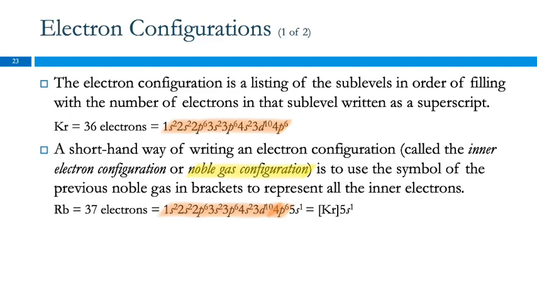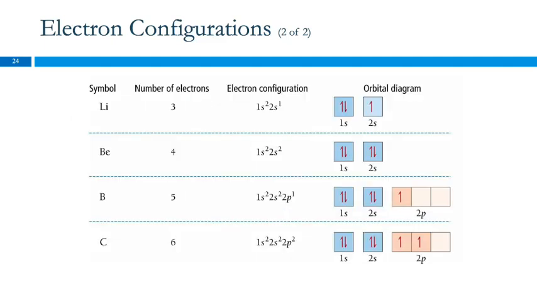So that's a lot shorter, and so it's preferable for most people, but we still need to know how to do the whole thing. You need to know how to do it both ways. You can only do it with noble gases. You can't use any other elements in the shorthand. There are some rules to this.